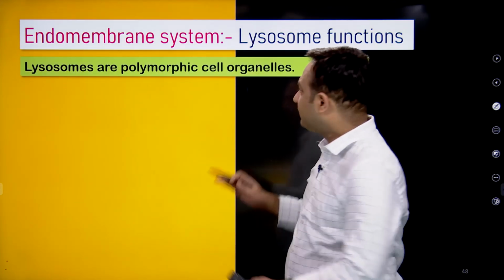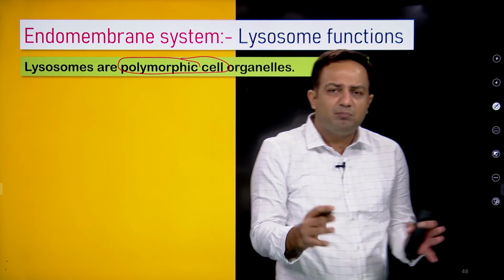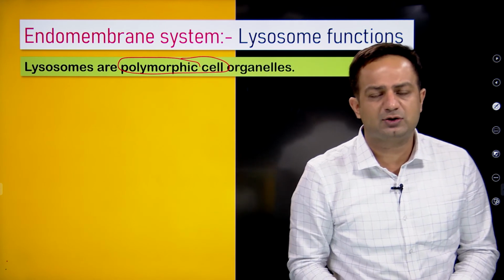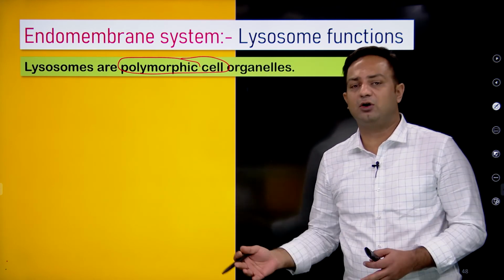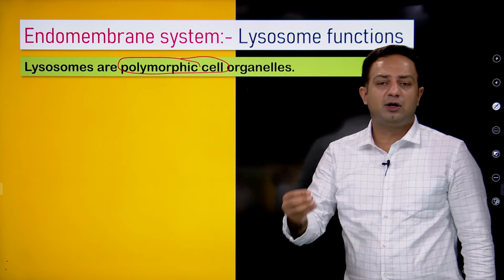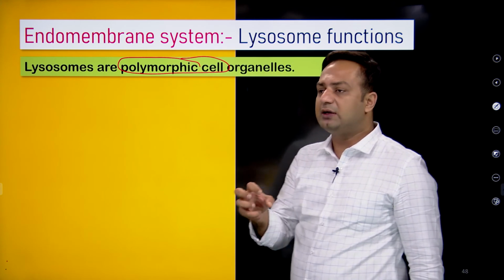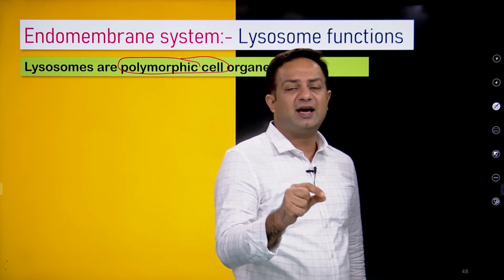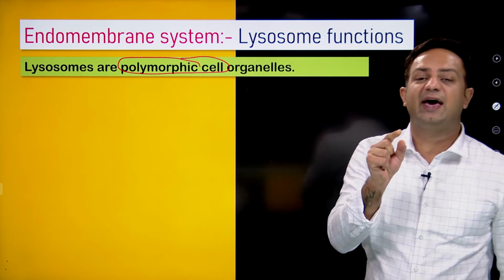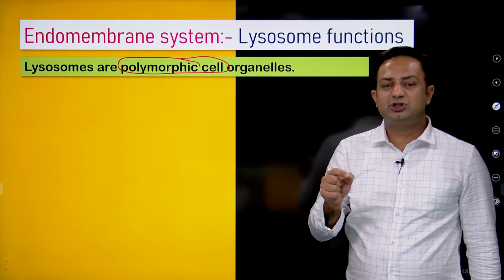Coming to the next, lysosomes. I have directly mentioned that this is a polymorphic cell organelle because there is not much to study about the structure of the lysosome and their occurrence. The lysosomes are present in cells which particularly perform intracellular digestion. When material is intracellularly digested, many compounds get digested in the cytoplasm, which is an alkaline medium.